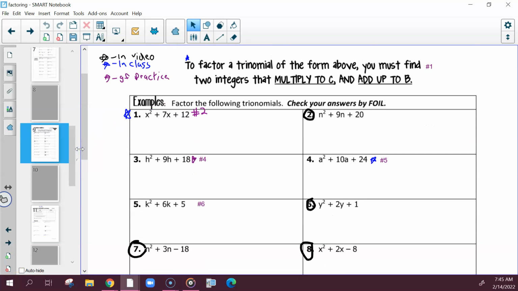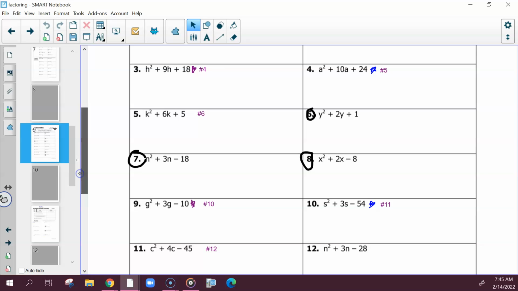In the examples, we talked about a bunch of different rules. When you're given three terms like this, where your a value, the number in front of x squared, is 1, if both of these are plus, then your factors will both be plus. If you have a positive and a negative, like these, then one of your factors will be negative, and the smaller number of the two will be negative.